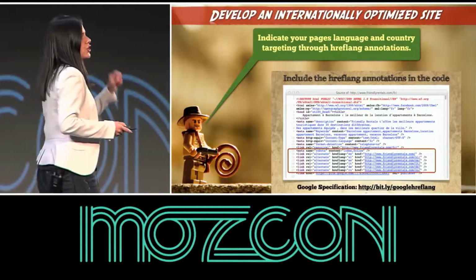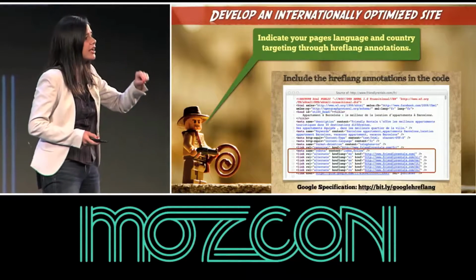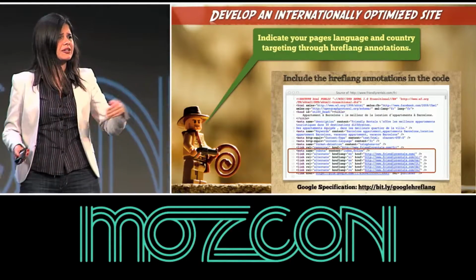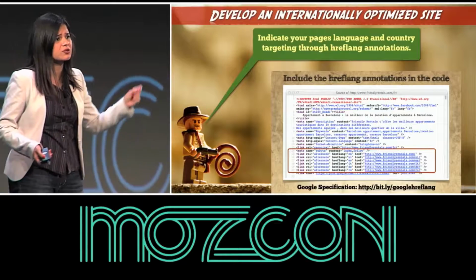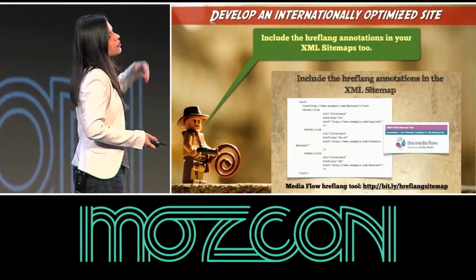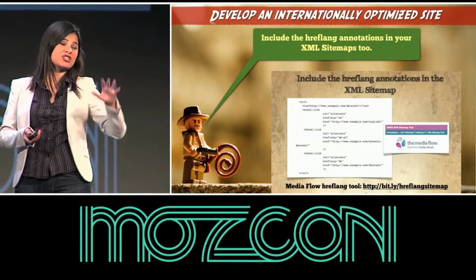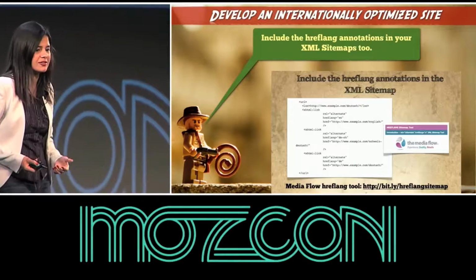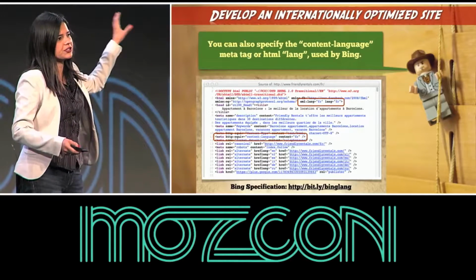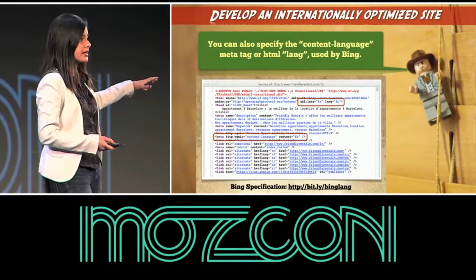And additionally, you can indicate to Google, in this case, with hreflang annotation, in which languages and alternatively to which country your different international versions are targeting. And you can not only include it in your HTML, but also add it in your XML sitemap using the Media Flow tool, which is a great tool which will facilitate the process again. And it's true, Google doesn't support other types of annotations like content language or lang annotation, but they are still supported by Bing and other search engines.